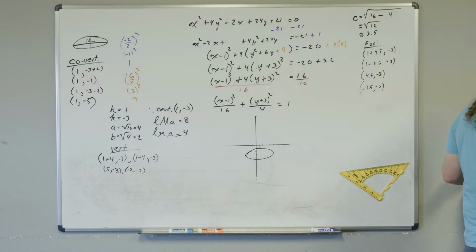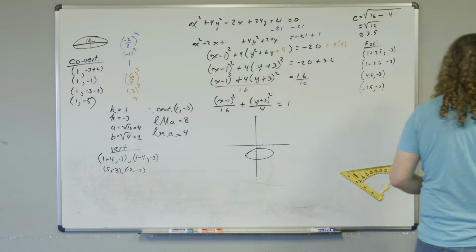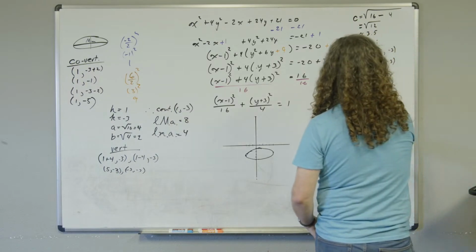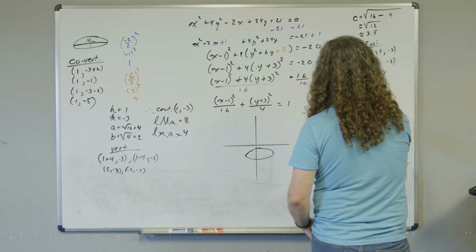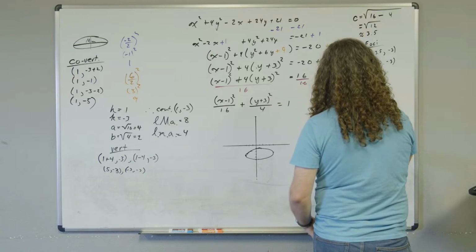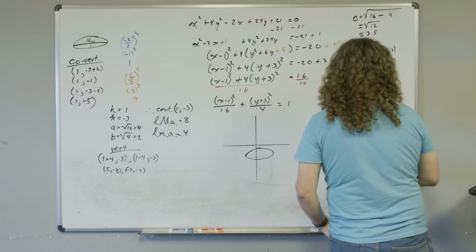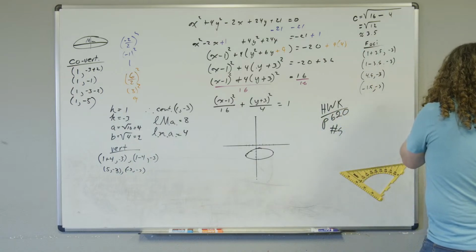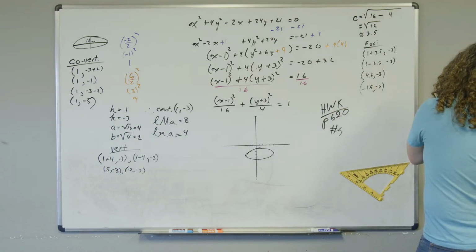Homework is on page 620. You're going to do numbers 12 through 32 evens.